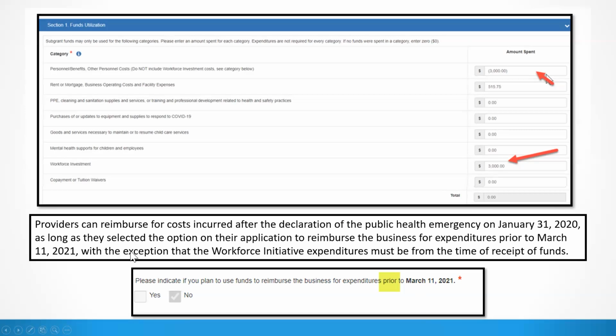If you read here, it says, with the exception that the workforce initiative expenditures must be from the time of receipt of funds. When you have completed your round 1 expenditure survey, now you can sign electronically and you can submit. And this is how you complete your round 1 expenditure survey. Thank you.